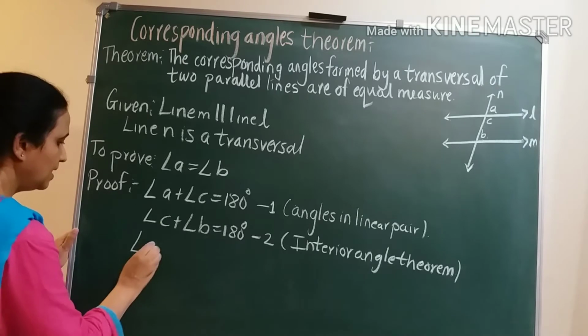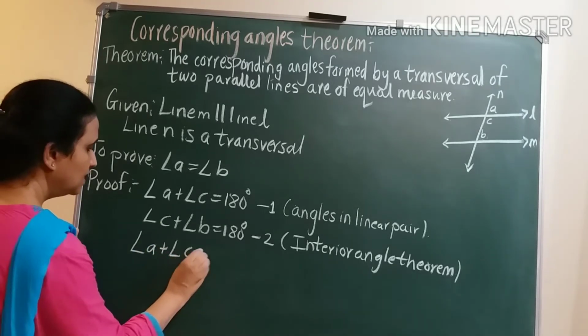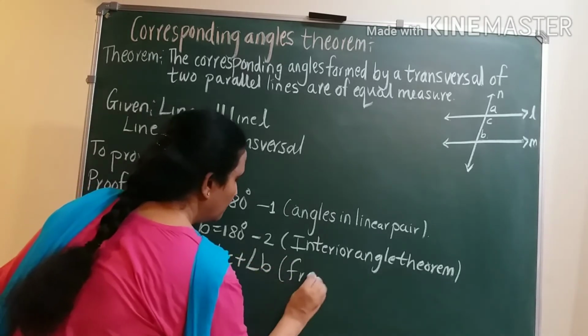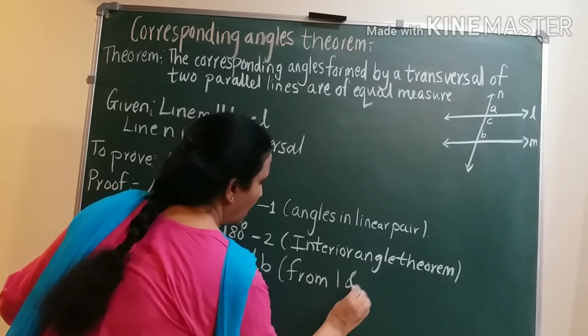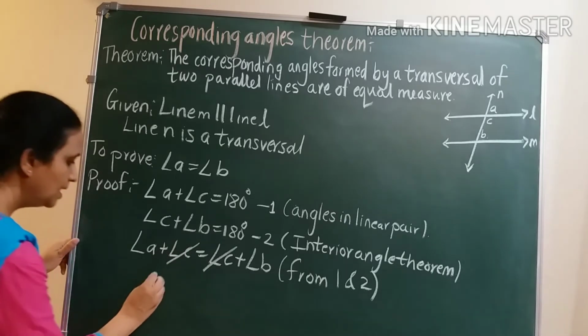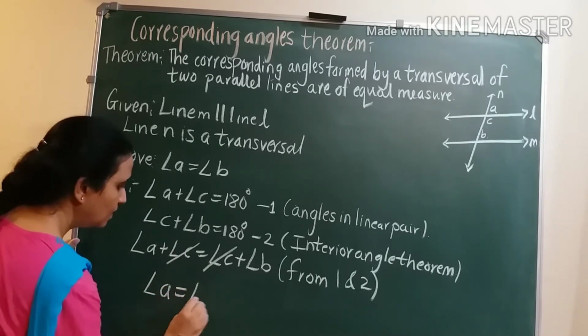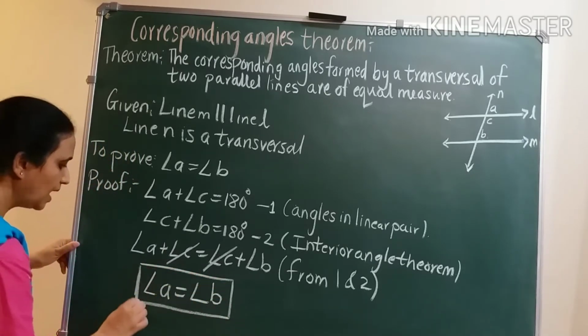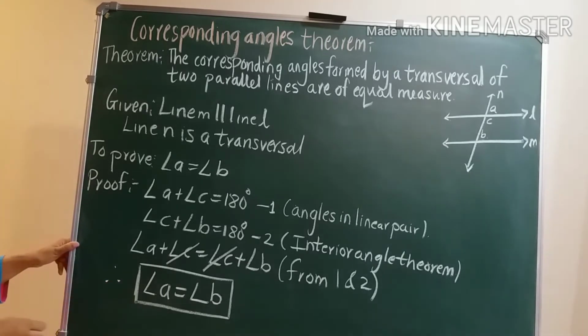Now, angle A plus angle C is equal to angle C plus angle B from 1 and 2. Now, C and C is common, it will get cancelled. Angle A is equal to angle B. Which is this angle A and angle B? These are the corresponding angles. Therefore, we have proved that the corresponding angles formed by a transversal of two parallel lines are of equal measure. Children, copy down this theorem.